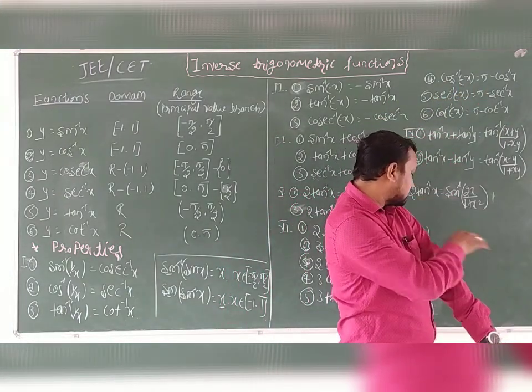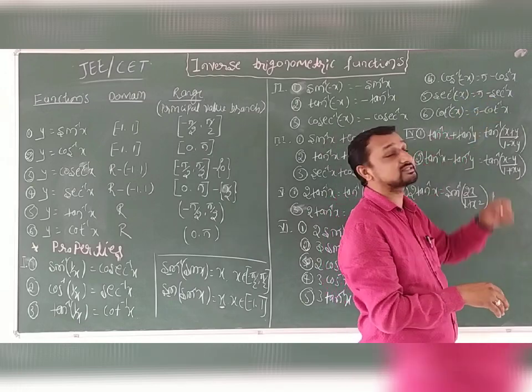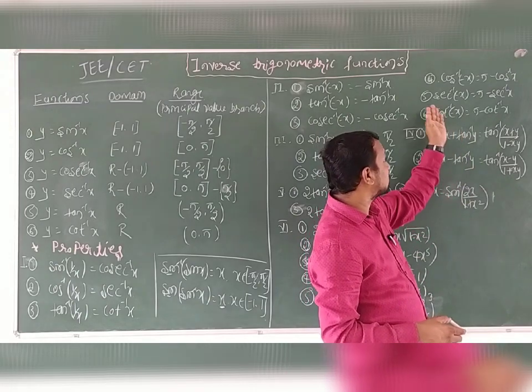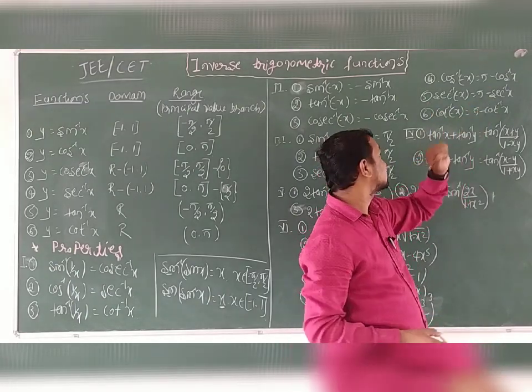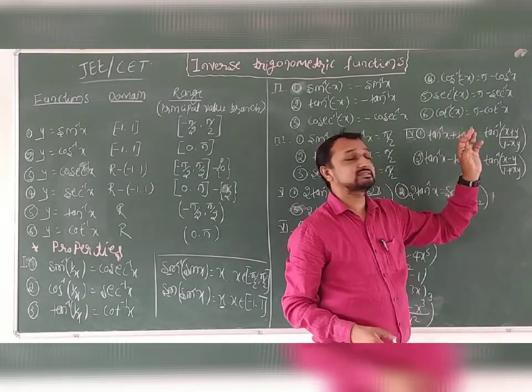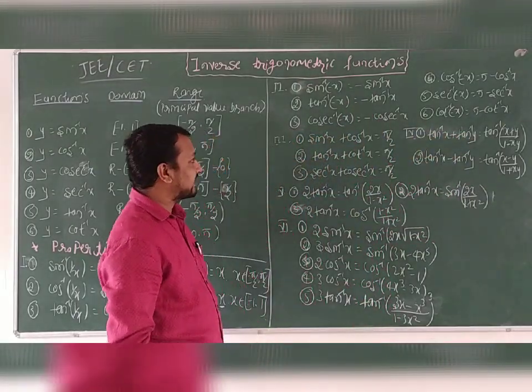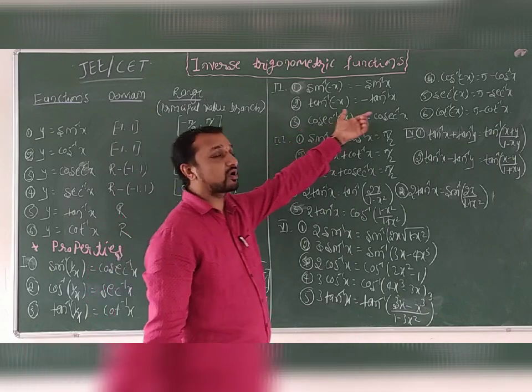Okay, here cos inverse of minus x. What is that? Cos inverse of minus x equals pi minus cos inverse of x. Like that, sec inverse of minus x equals pi minus sec inverse of x, and cot inverse of minus x equals pi minus cot inverse of x. Is that clear? And next, these are very important angles.